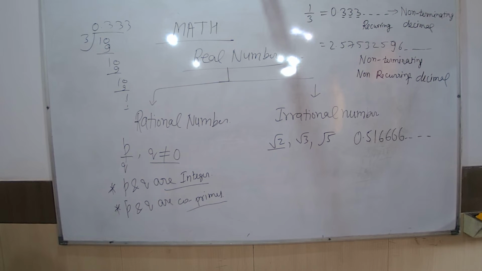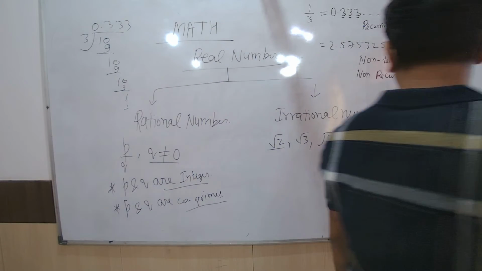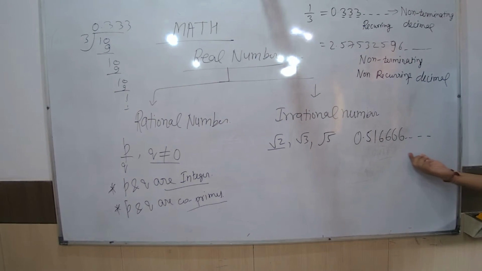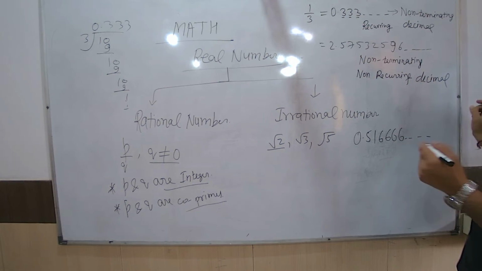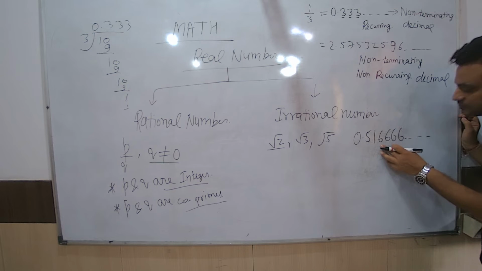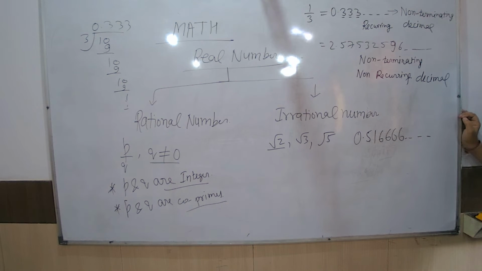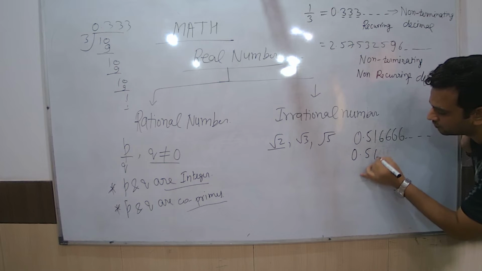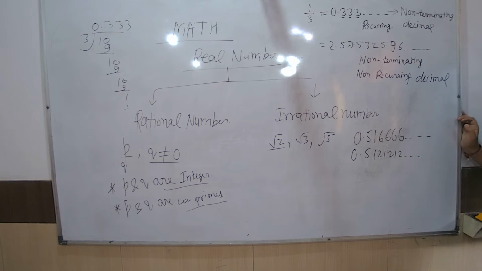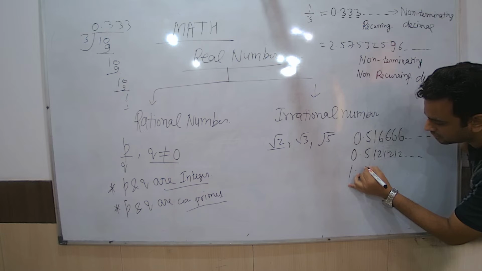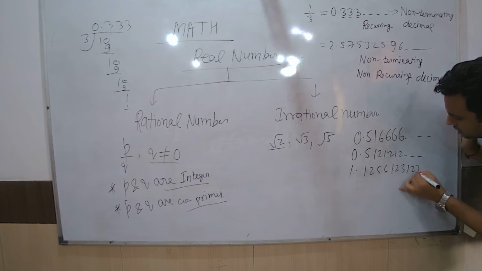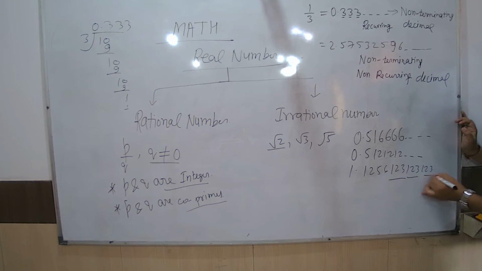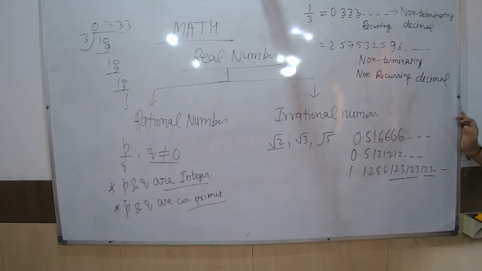Non-terminating, non-recurring, okay. But 6 is recurring na, repeating na? It's not necessary it will start from here, okay. It can start from anywhere, but this pattern should be continued, okay. I can write this form also: 5 1 2 1 2 1 2, okay, or 1.1256, then 1 2 3 1 2 3 1 2 3. Now we are getting a pattern, okay, clear, ठीक है.